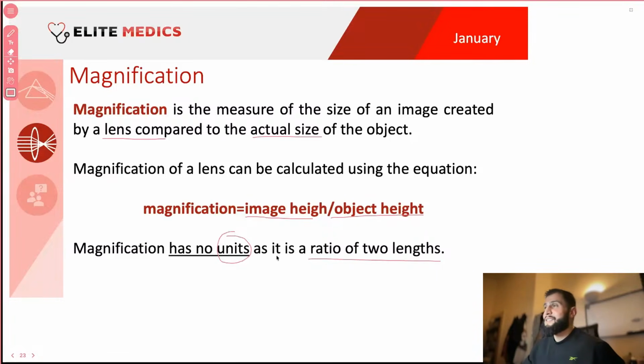1 to 1 size means that the image height, the image that you've magnified, and the object height are the same. So that means that there's a magnification of 1. That's it. It's not 2 times, it's not 3 times. Because, for example, if the image height was 3 and the object height, the actual real object, is 1, that means that there's a magnification of 3. So you're getting almost 3 times bigger size in the magnification.